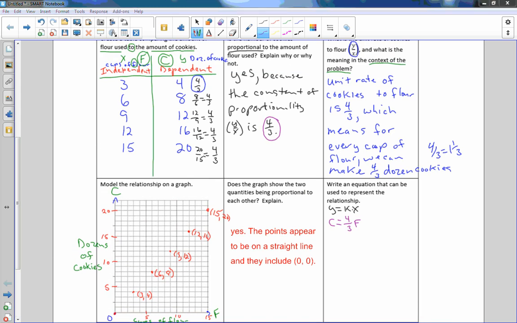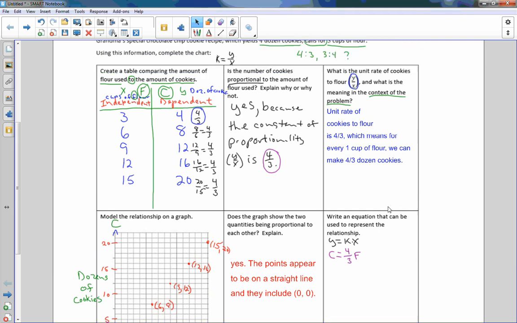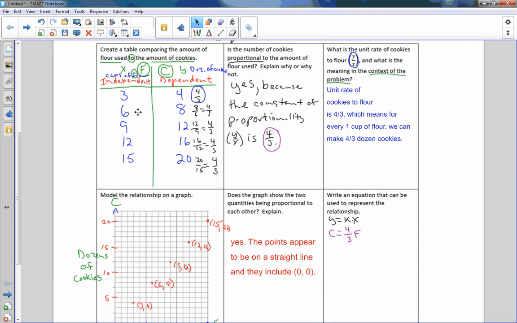Okay, so there I cleaned that up a little bit. The unit rate of cookies to flour is 4/3, which means for every 1 cup of flour, we can make 4/3 dozen cookies. Okay, so there's our setup of that problem.